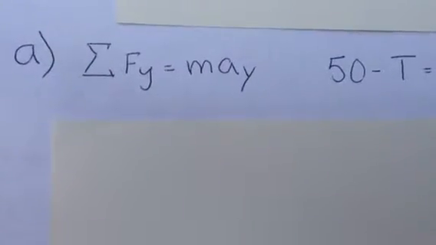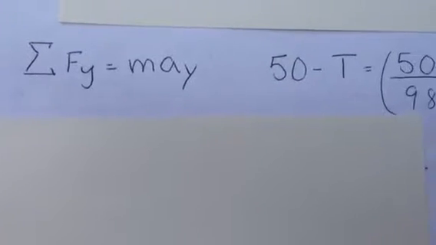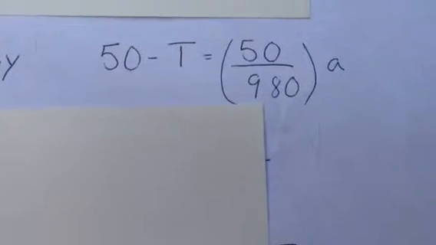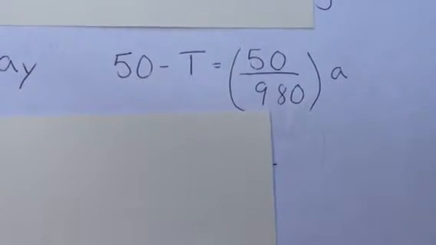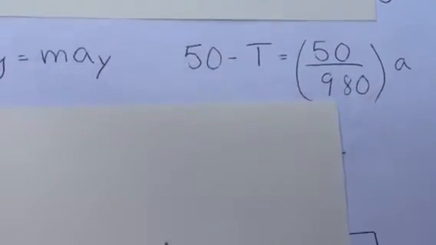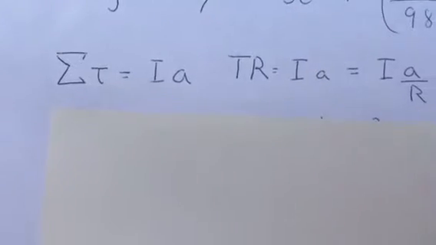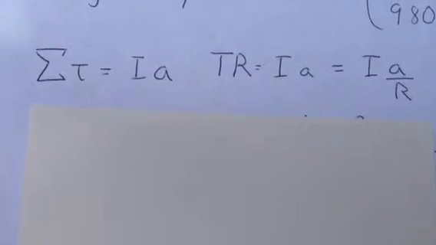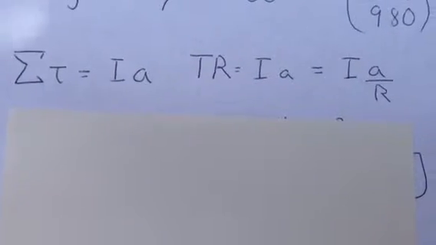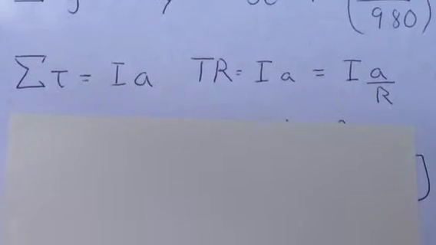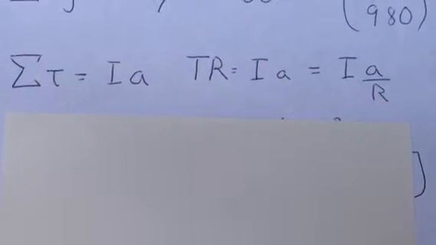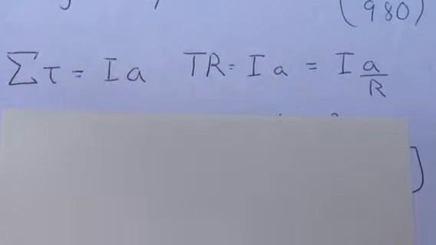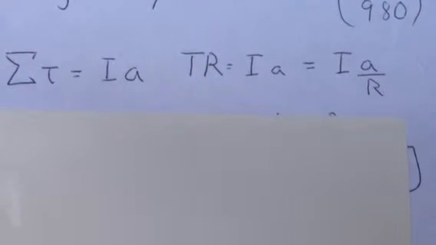So the net force in the y direction is equal to mass times acceleration in the y direction. We have 50 minus T is equal to 50 over gravity times acceleration. We have torque is equal to I times alpha. We have tension times radius is equal to I times acceleration over radius.